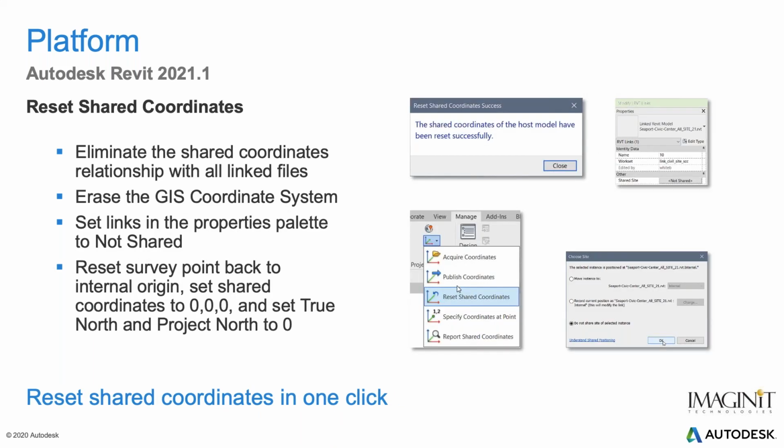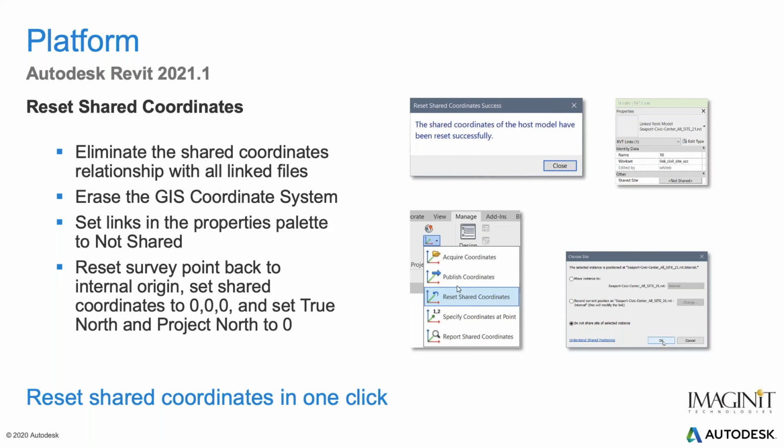Okay, reset shared coordinates. So this is great for those of you who use shared coordinates. This is going to be really handy. You can now eliminate shared coordinate relationships with all linked files. So erase the GIS coordinate system, set links in the properties palette to not be shared, and avoid unexpected change to the links. So reset the survey point back to internal origin, or set shared coordinates to 0, 0, 0, and set the angle between true north and project north to 0.